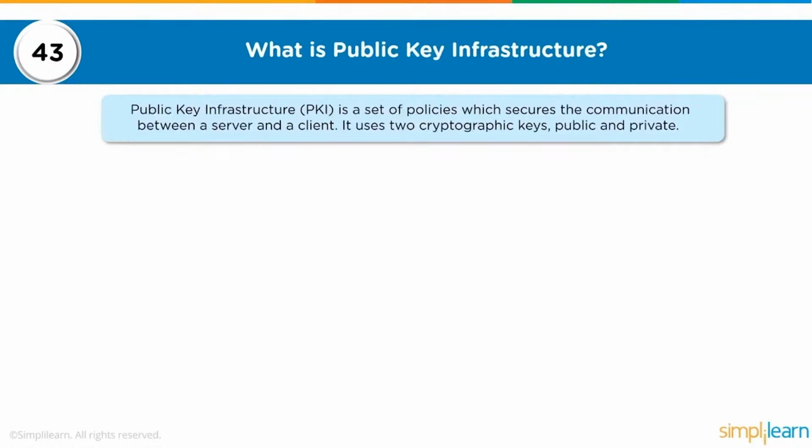Then the next question, what is public key infrastructure? Now the public key infrastructure is a set of policies which secures the communication between a server and a client. It uses two cryptographic keys, public and private. So the infrastructure itself is a set of policies, people, procedures, and techniques which are standardized in nature and are globally accepted, which allow us to use digital certificates to encrypt data and decrypt the data at the other end.